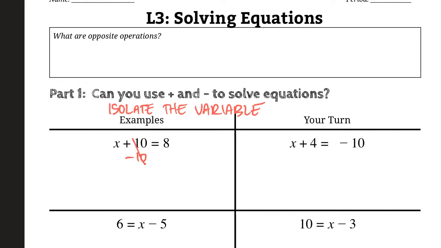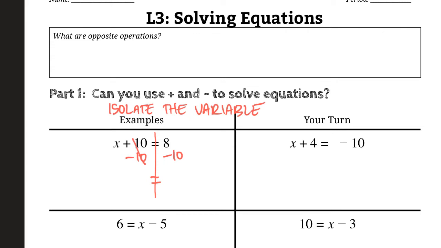But remember, the equal sign means it's a balance. So whatever we do to the left side, we have to do to the right side too to keep it balanced. So we also have to subtract 10 over here, right? We have to do the same thing to both sides. So on the left side, I'm going to put the equal sign right underneath. It's actually sometimes easier to draw a line down the middle because the left side and the right side are separate from each other, so you might want to do that.